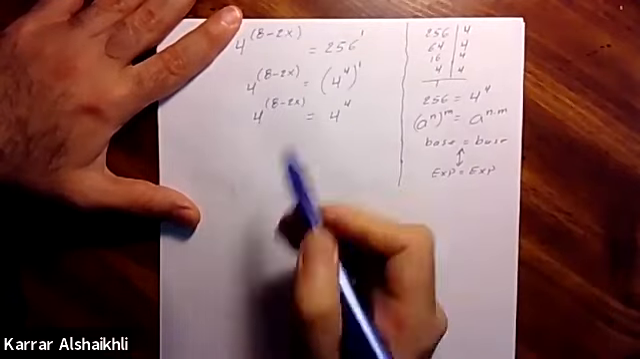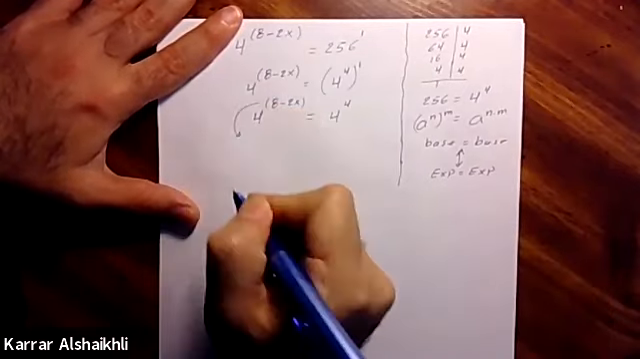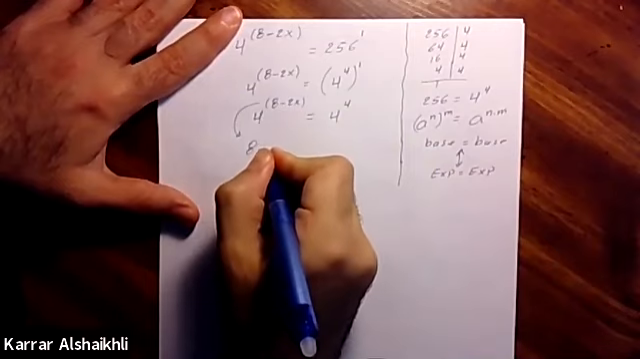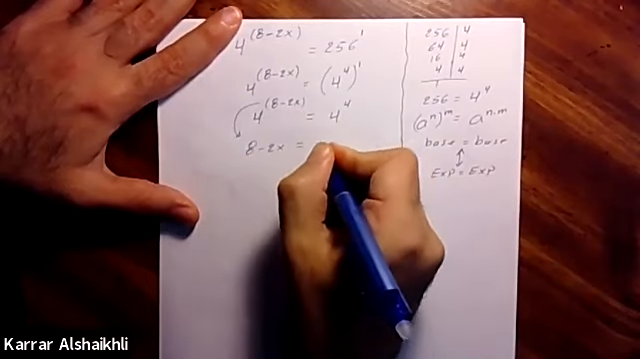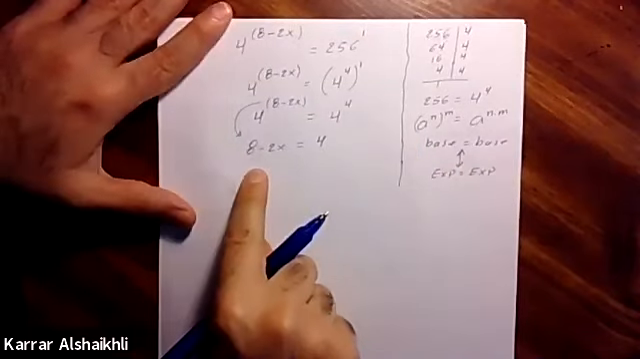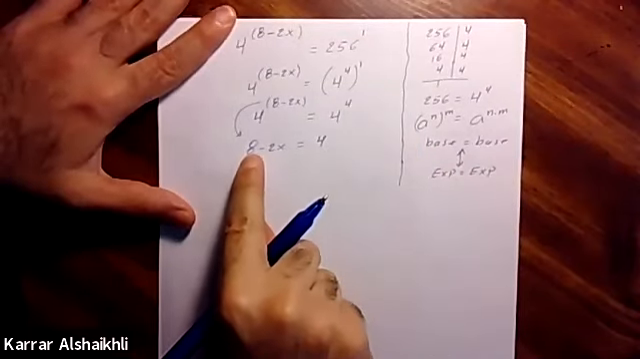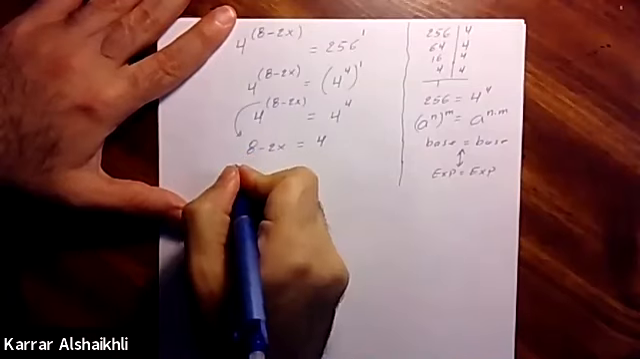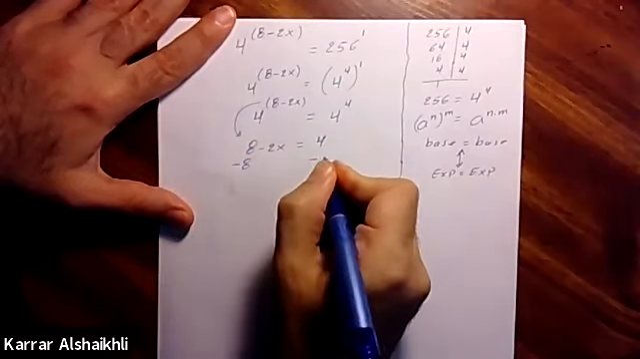So I have equal exponents. So I'm just going to write down the exponents: 8 minus 2x equals 4. Now this one is easier to solve. So I'm just going to move the 8 to the other side. So minus 8, minus 8.